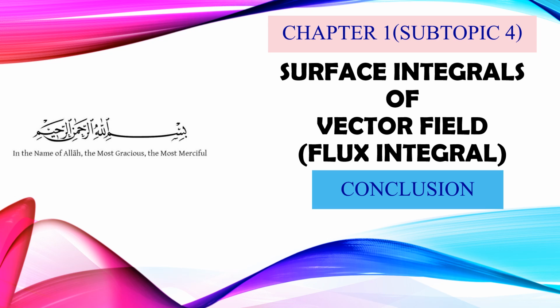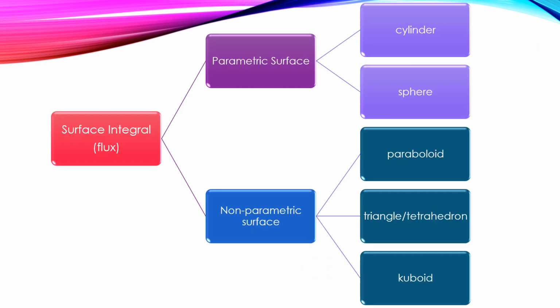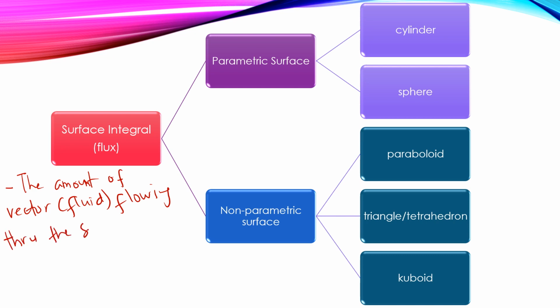Alright, I would like to make some conclusions based on the examples that we have done earlier. As we know, for a surface integral or flux integral, what we want to know is the amount of vector, such as fluid, flowing through the surface. The surface could be a parametric surface or a non-parametric surface. Examples of parametric surfaces are the cylinder and the sphere. For non-parametric surfaces, we have the paraboloid, triangle or tetrahedron, and also the cuboid. So your syllabus only covers these 5 types of surface.